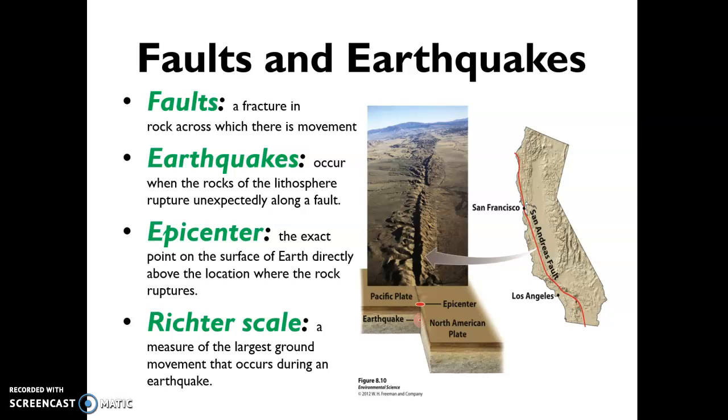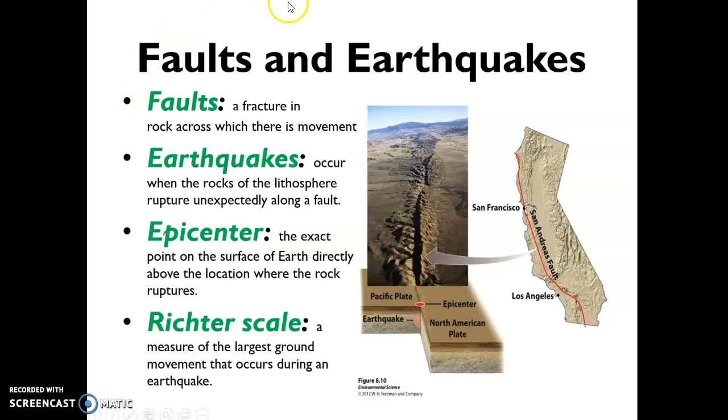Second definition, earthquakes. Earthquakes occur when the rocks of the lithosphere rupture unexpectedly along a fault. So at this point in time, we can't predict when an earthquake is going to happen. They take place typically very deep below ground, where we don't have the ability to measure the pressure between these two rocks, and therefore when the pressure will be so great that there will be some movement. Next definition is epicenter. An epicenter is the exact point on the surface of the earth directly above the location where the rock ruptures.